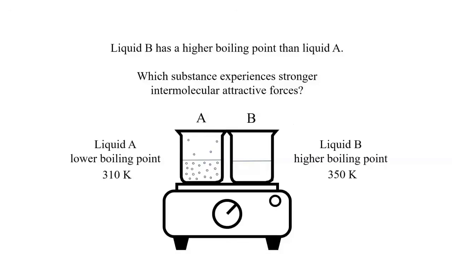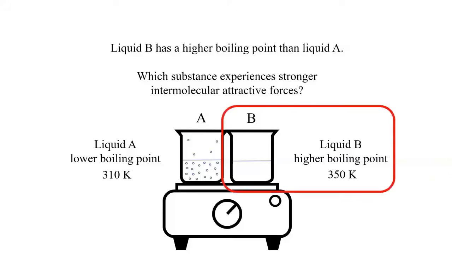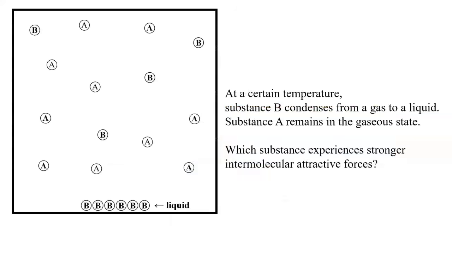If liquid B has a higher boiling point than liquid A, which substance experiences stronger intermolecular attractive forces? Well, the one that has the higher boiling point, so liquid B. If, under a situation at a certain temperature, one of them condenses into a liquid, whereas the other remains as a gas, which substance experiences stronger intermolecular attractive forces? The one that has condensed into a liquid.